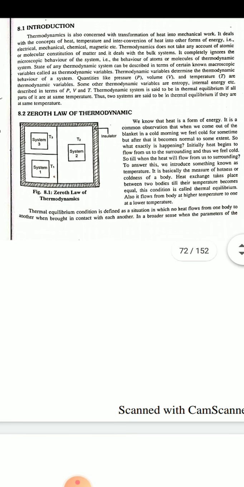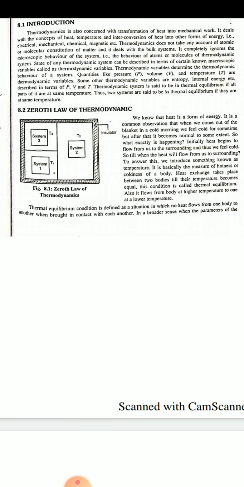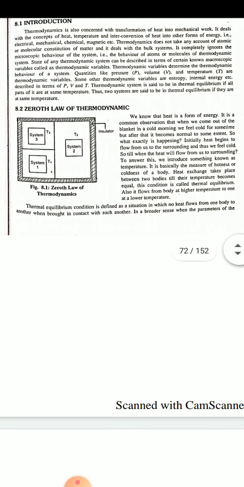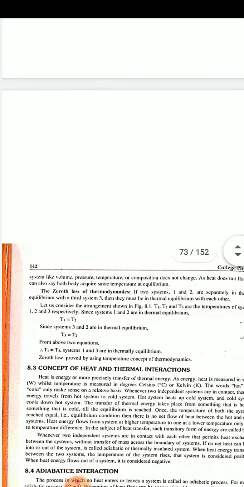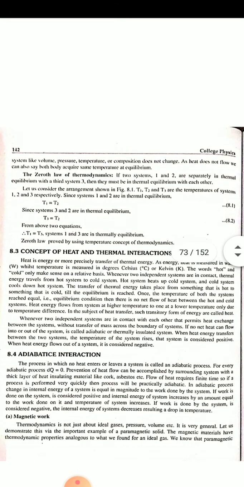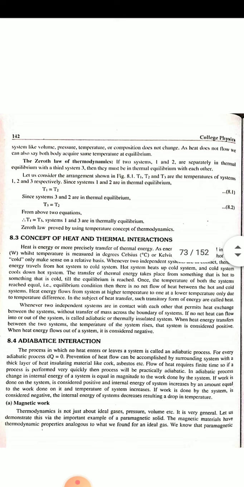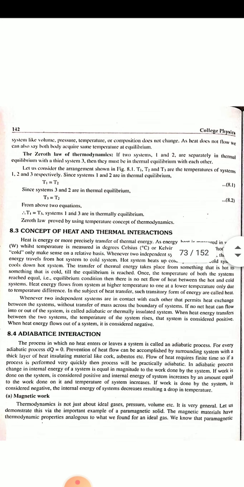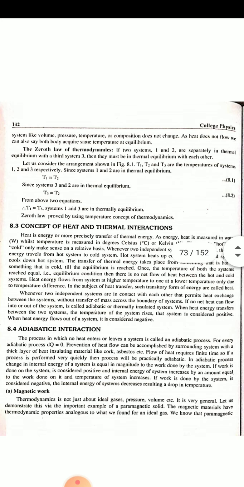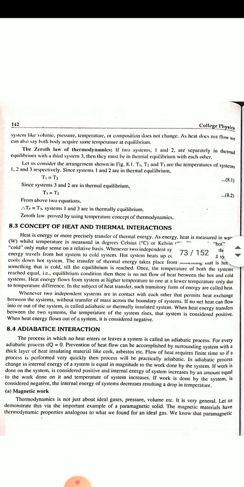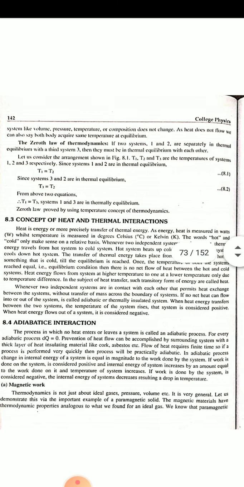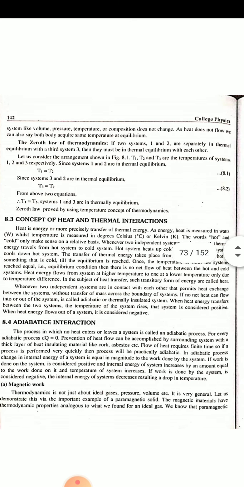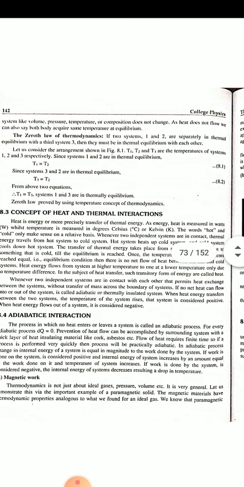To know about the temperature, the zeroth law of thermodynamics comes. Heat exchange takes place between the two bodies till their temperature becomes equal. This condition is called thermal equilibrium, that you have to remember. It may come for the MCQ. Zeroth law of thermodynamics: if two systems 1 and 2 are separately in thermal equilibrium with a third system 3, then they must be in thermal equilibrium with each other. Here consider that if systems 1 and 2 are in thermal equilibrium, at that time T1 is equal to T2. Since systems 3 and 2 are in thermal equilibrium, T3 is equal to T2. From the above equations, we can conclude that T1 is in equilibrium with T3, that is, systems 1 and 3 are in thermal equilibrium.